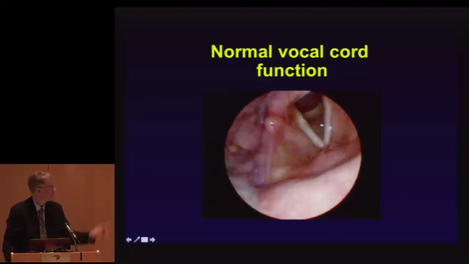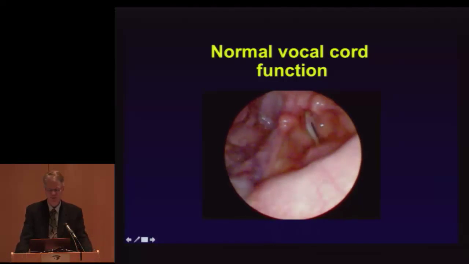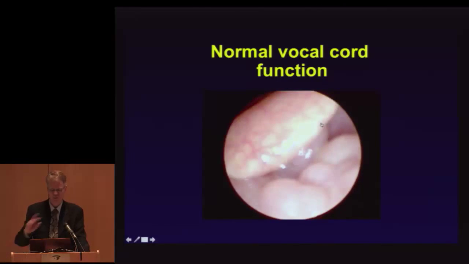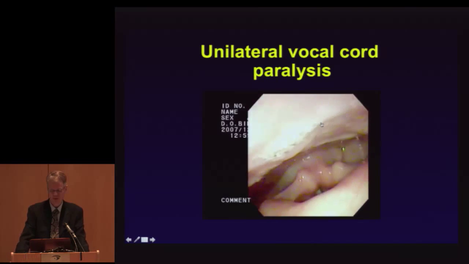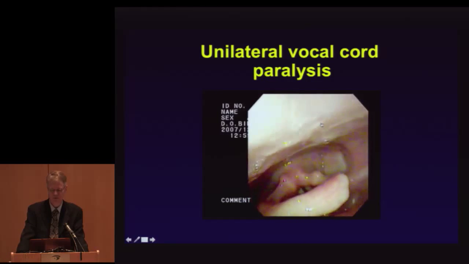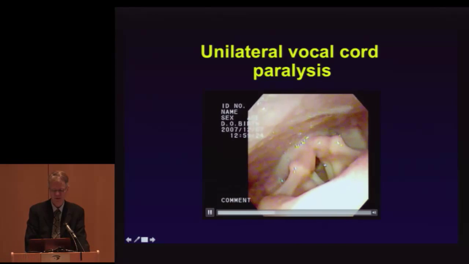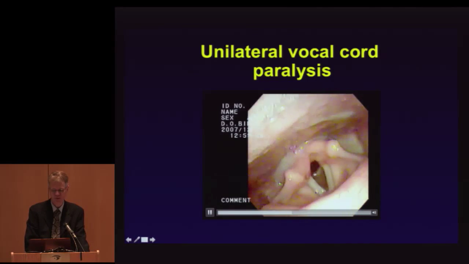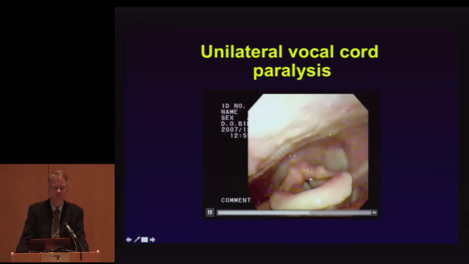So this is a little video of how the vocal cords move back and forth normally, and you can see they're both moving. And this is a patient, not my patient, who had a unilateral vocal cord paralysis. This side is moving fine, but this side is in a paramedian position.